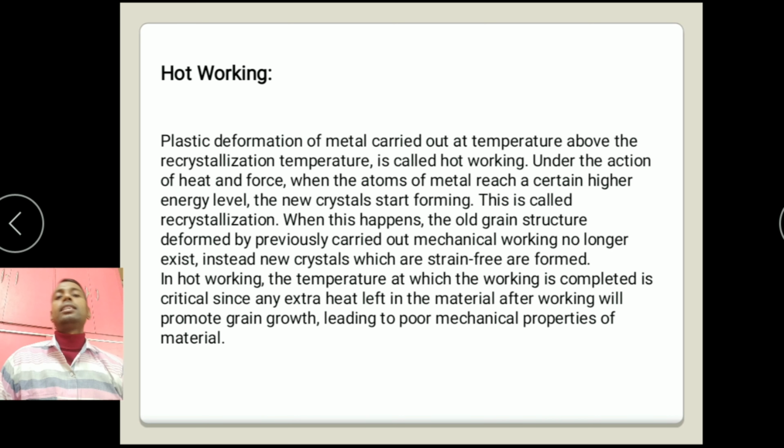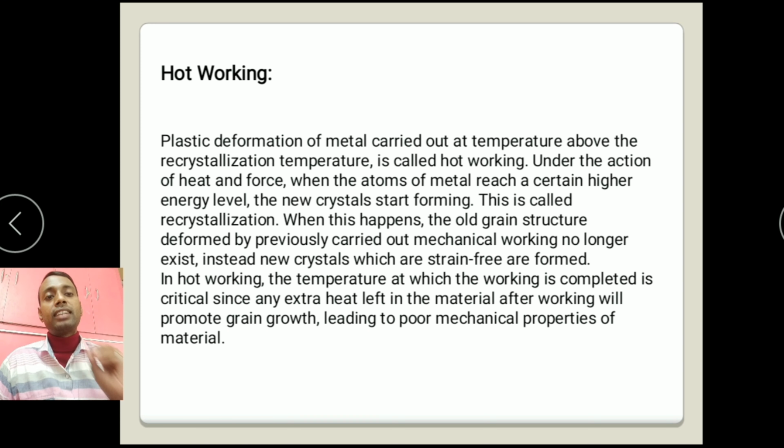Now I discuss hot working. Plastic deformation of a metal carried out above the recrystallization temperature is called hot working. Under the action of heat and force, when the atoms of metal reach a certain higher energy level, new crystals start to form. This is called recrystallization. When this happens, the old grain structure deformed by previously carried out mechanical working no longer exists.